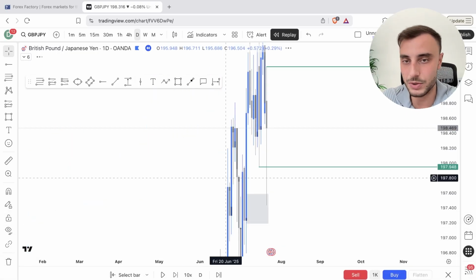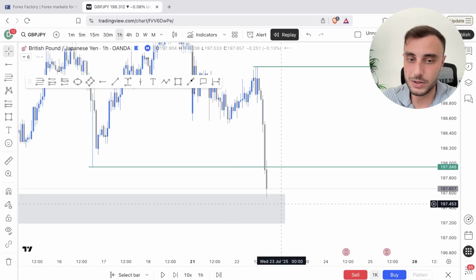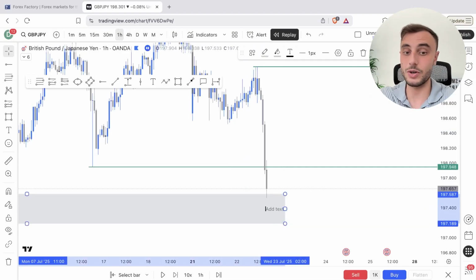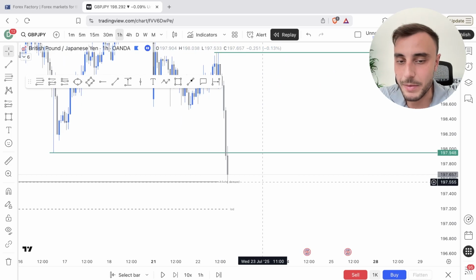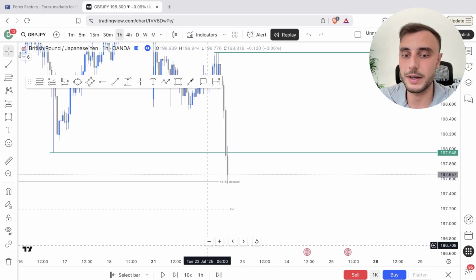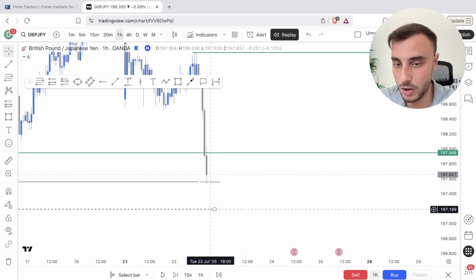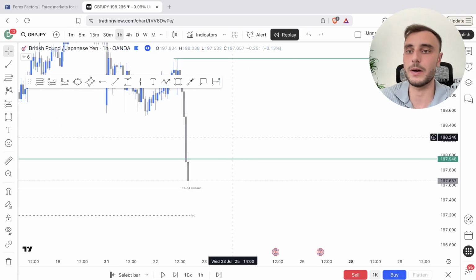On the daily I wasn't able to see anything, but this right here was more than enough for me to consider this an A+ potential. So I marked that we have an H1 plus H4 demand, and I also marked the low of the demand to have it visible on the 5 minute.